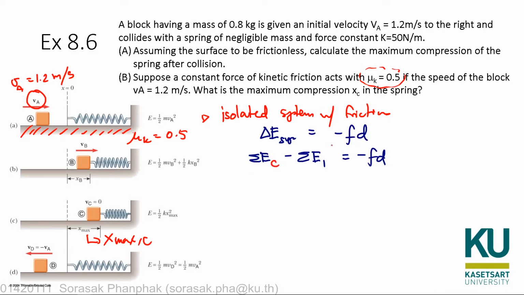This is supposed to be EC, and this is supposed to be EA, right? From position A to C. So now you can determine the maximum compression that relates to the mu k that we now introduce. This part you can rewrite as mu k N, which is mg d, and the d is the displacement that is moving. In this case it is xc.